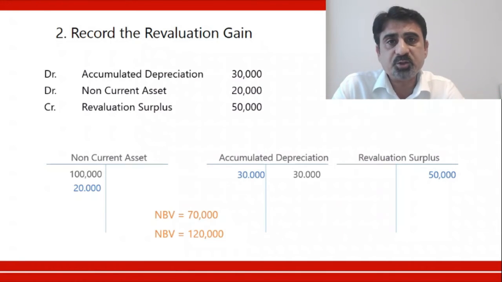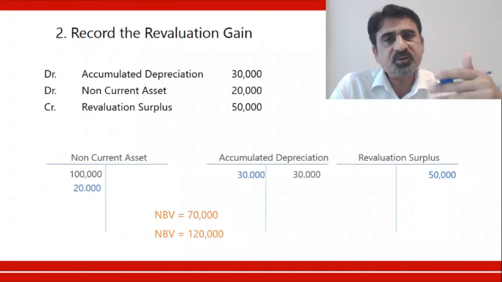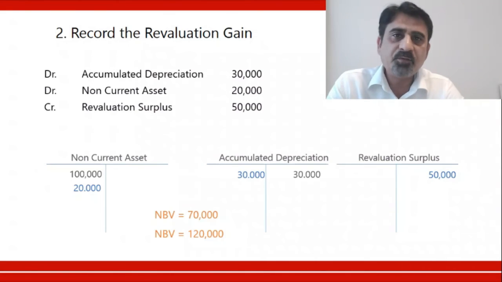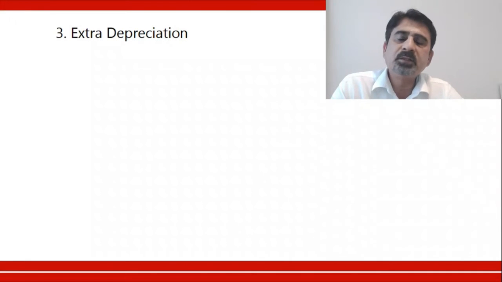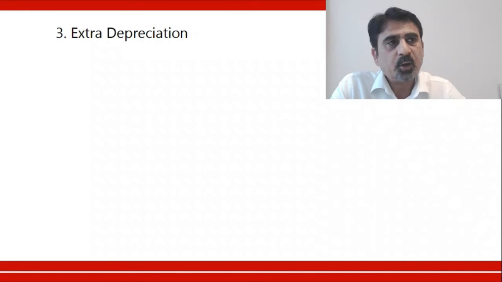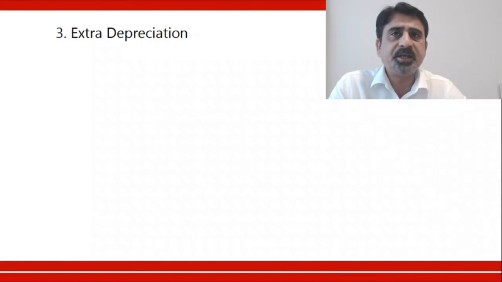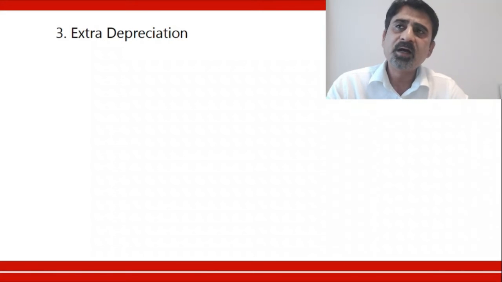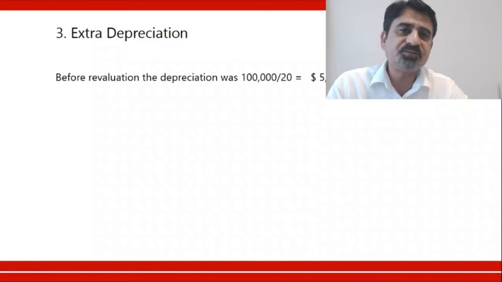50,000 we are going to give to shareholders, 20,000 as an increase in the value, and 30,000 we are returning back to them what we charged in the past. Now the third question we asked was how much is extra depreciation. If you remember, initially the asset was 100,000 and we were charging depreciation of 5,000 per year, 100,000 divided by 20 years, which is 5,000.